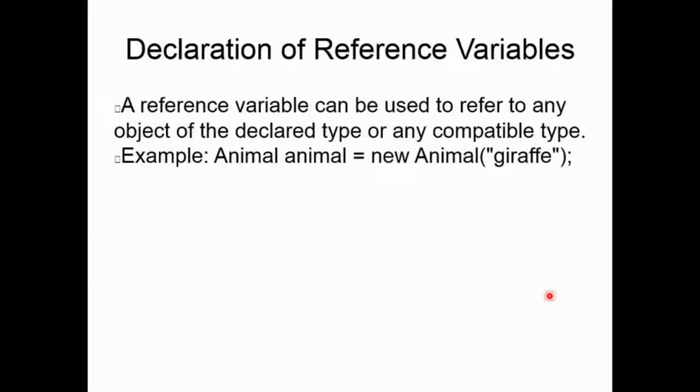Now we will see how to declare the reference variables. A reference variable can be used to refer any object of the declared type or any compatible type. Example, we are creating the object of class animal with constructor, naming it giraffe. Basically, the reference variables are the objects of the class.